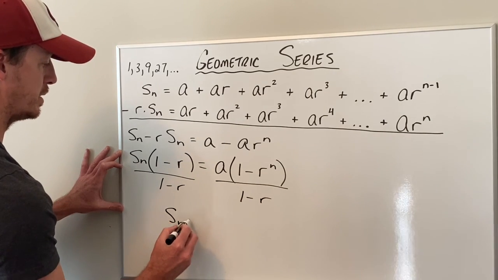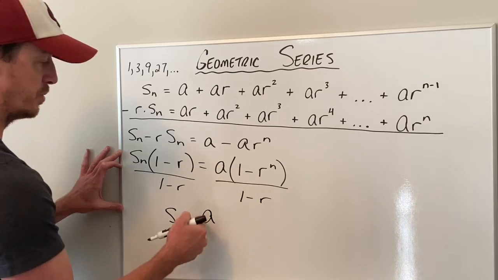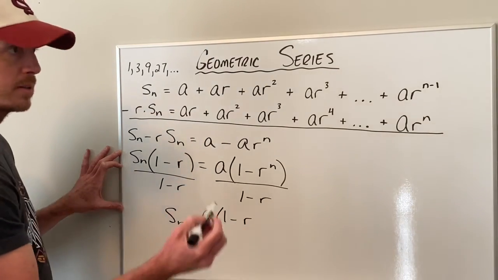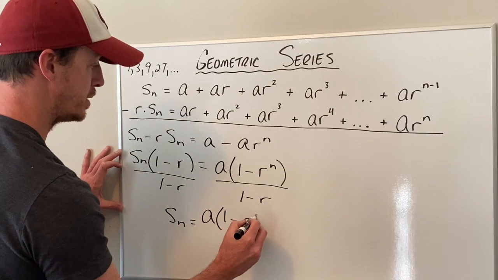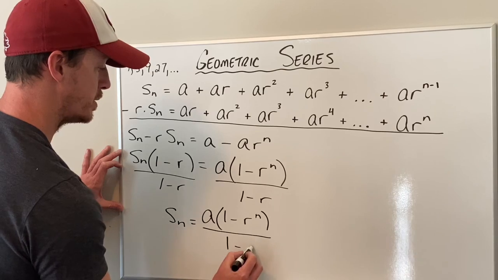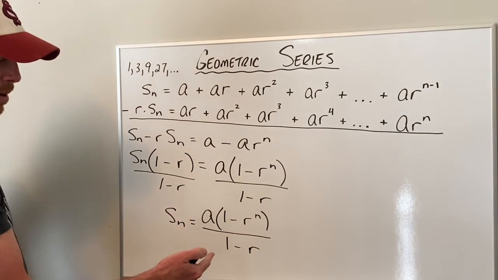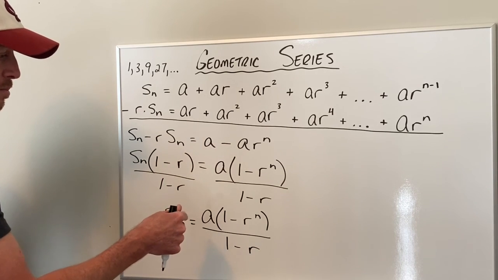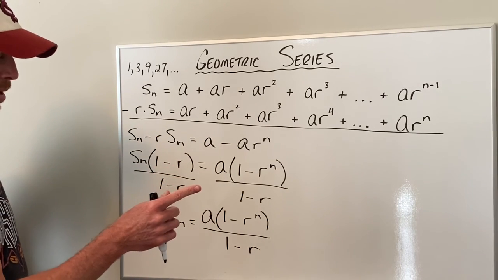And I get S sub n equals a over 1 minus r. Remember, a is the first term, and remember, r is the ratio that it's multiplying by each time. So that right there is the general form for a sum of a geometric series.